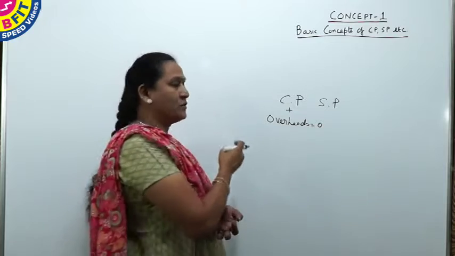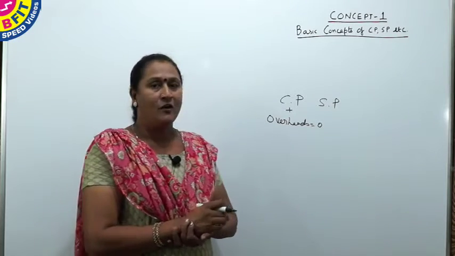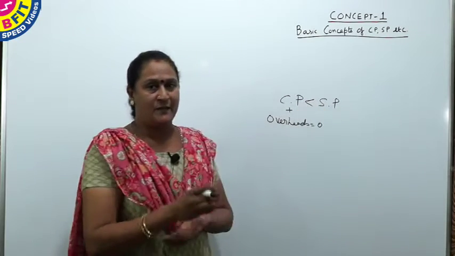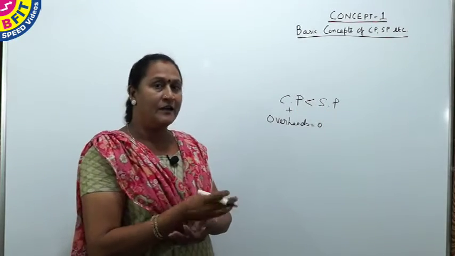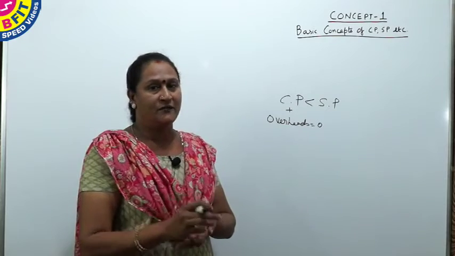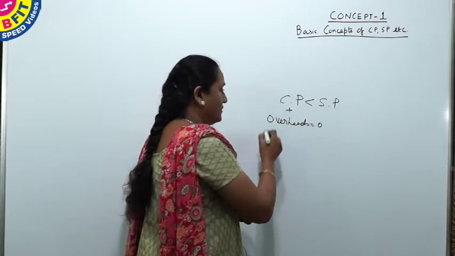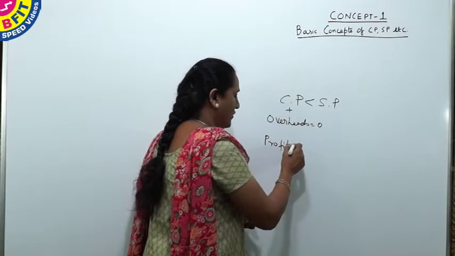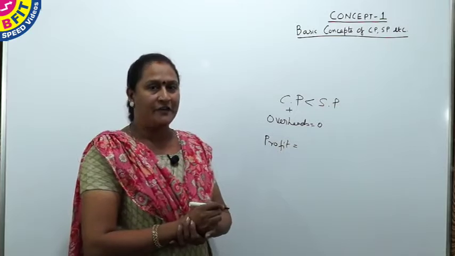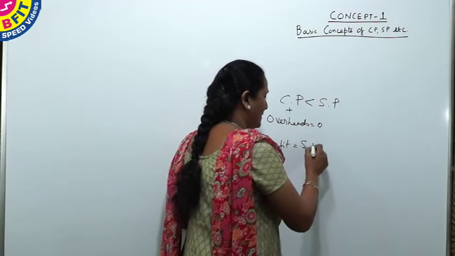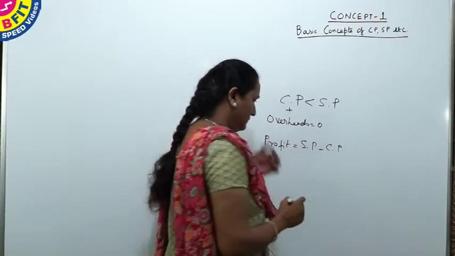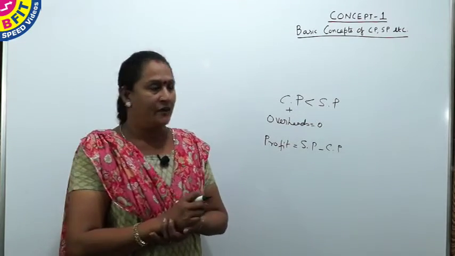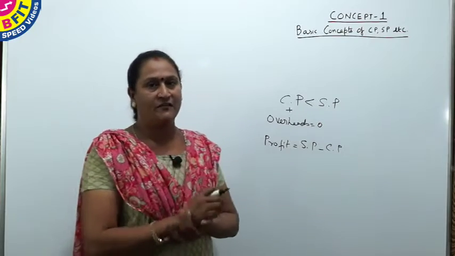Now we have seen what is cost price, selling price and overhead. And how do we calculate the profit? Suppose the amount which he gets in return is more than the cost price, then the person will gain. So when cost price is lesser than the selling price, the person realizes profit. And how is profit calculated? It is the difference between selling price and cost price. So in the question, if they mention profit, you take selling price minus cost price and work out.